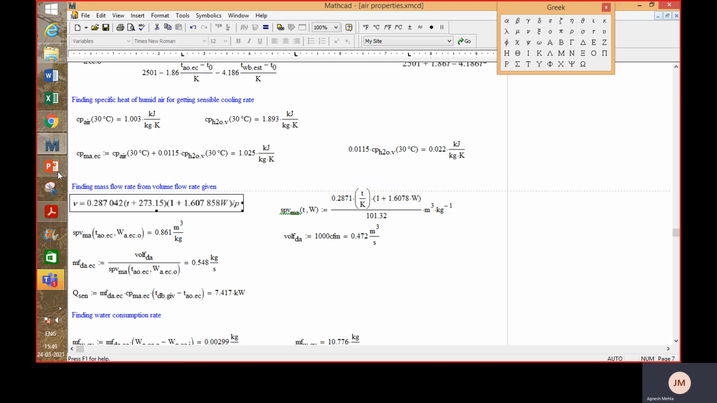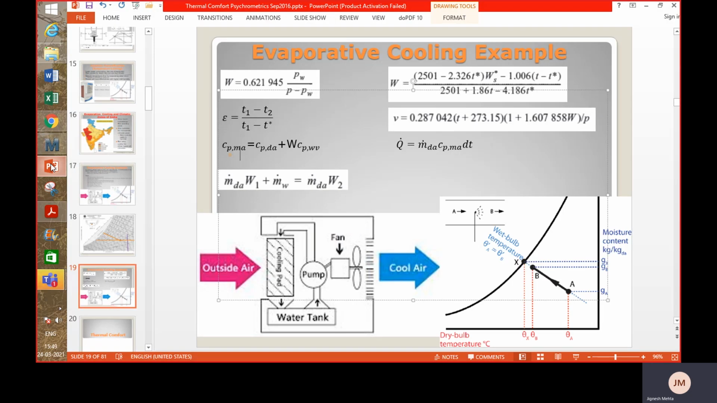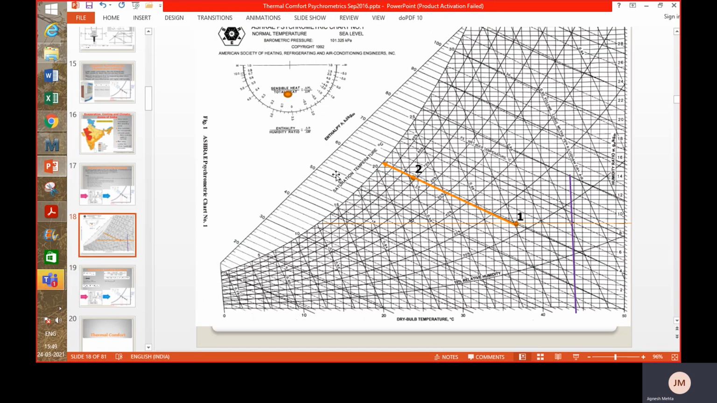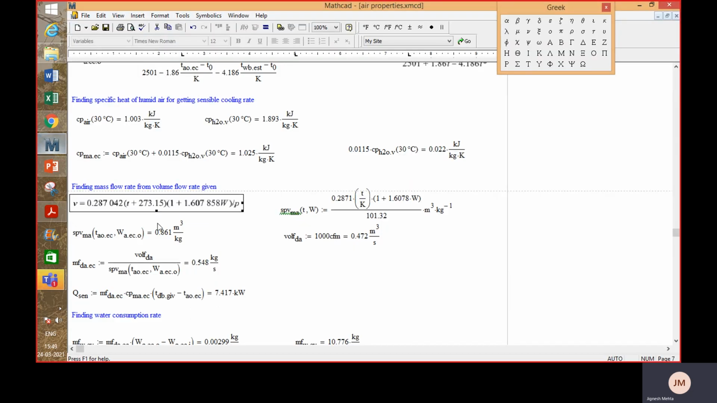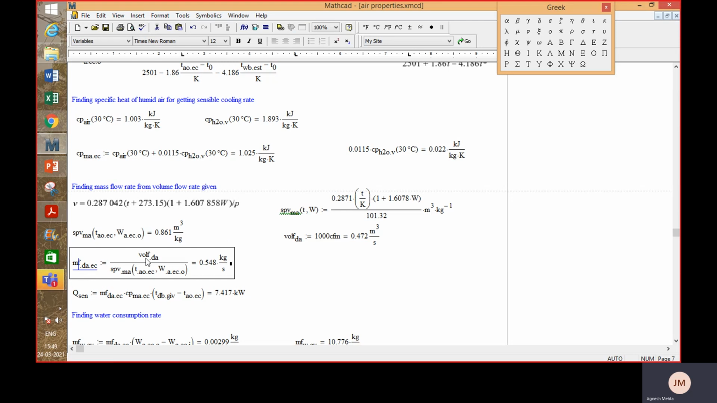meter cube per kilogram. You can confirm these things from the chart also, right? 0.861. So at 0.2 it should be close to 0.861, right? Here you have 0.86, and here it is 0.87, so it's quite close to 0.86. So here you got 0.861. That confirms that what we have found is also correct. Now mass flow rate of dry air is equal to volume flow rate divided by specific volume. So the mass flow rate is 0.548 kg per second.